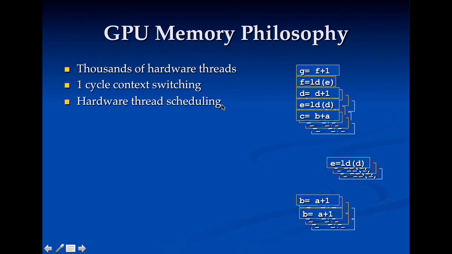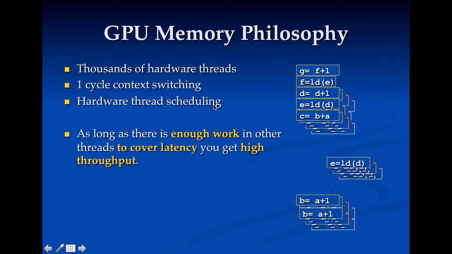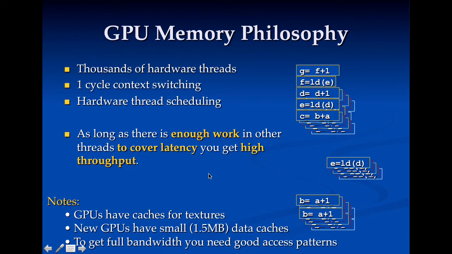And we have hardware thread scheduling. That means the hardware can say, hey, this thread is waiting on memory. I'll go ahead and start another thread. We don't have to get the operating system involved to make those scheduling decisions. So as a result, as long as there's enough work in other threads to cover the latency, you get high throughput. So notice we're not saying anything about latency. Each one of these threads can take a really long time because it has to wait 100 cycles for the memory. But we're going to do a lot of them at once because we just switch to another thread while we're waiting.